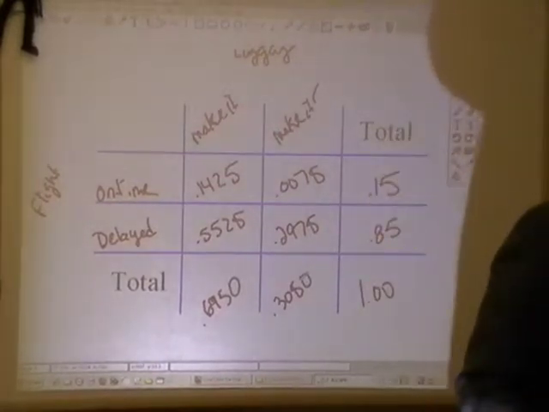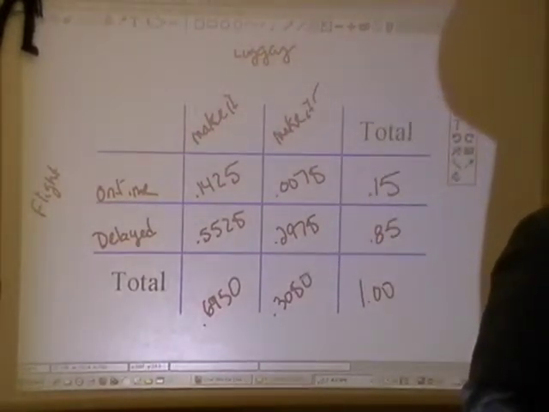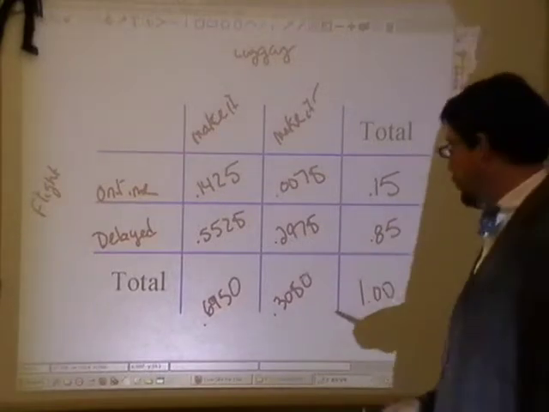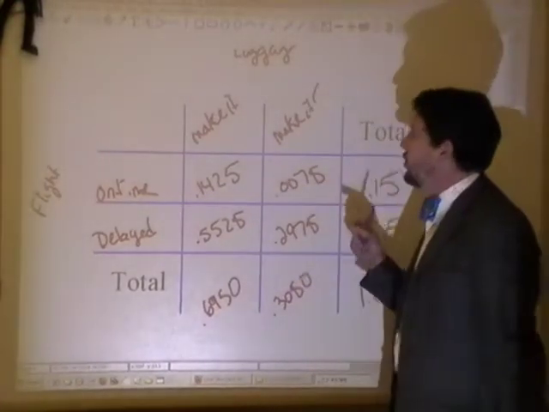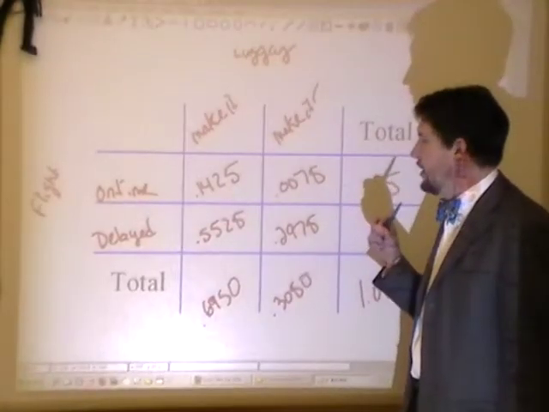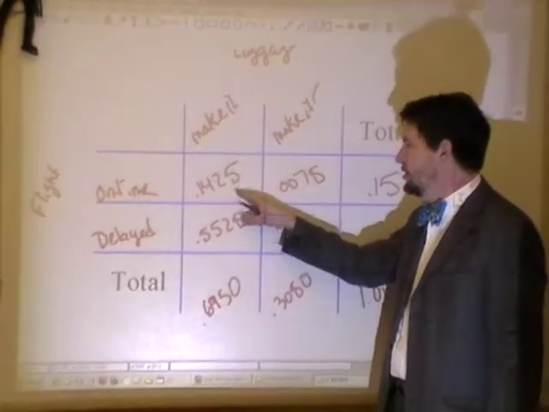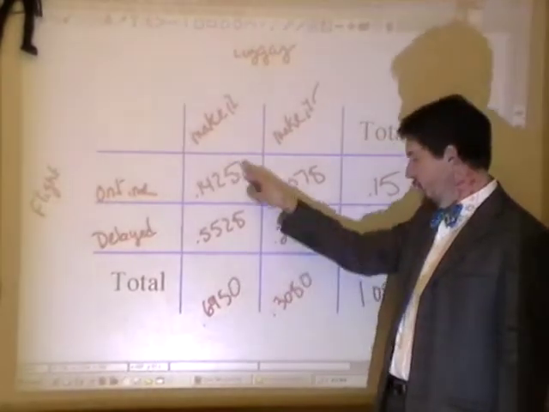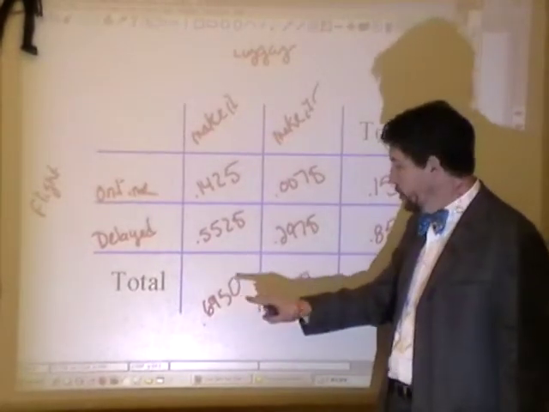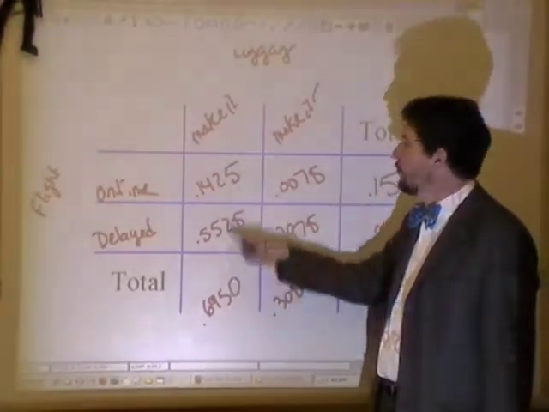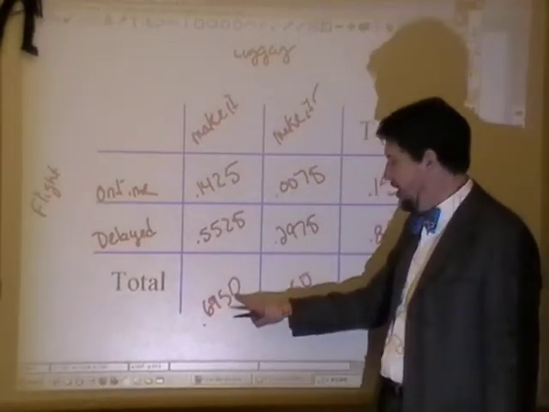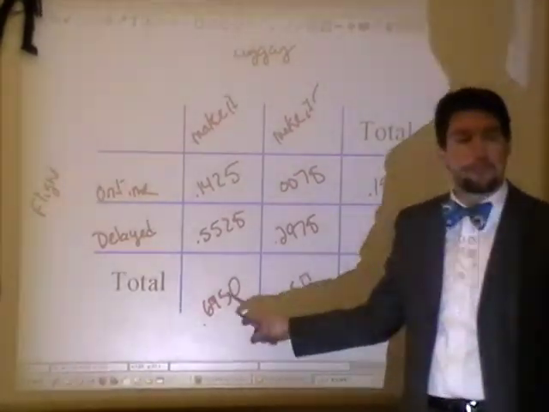A says, are the first flight leaving on time and the luggage making the connection independent events? Okay, we'll talk about that in a second. B, what's the probability that her luggage arrives in Denver with her? So the question is, what's the probability that her luggage is going to make it? This is if it makes it and it's on time. This is if it makes it and it's delayed. But this is the total of making it. So this is the value right here for making it, 0.6950. That's your answer to B.